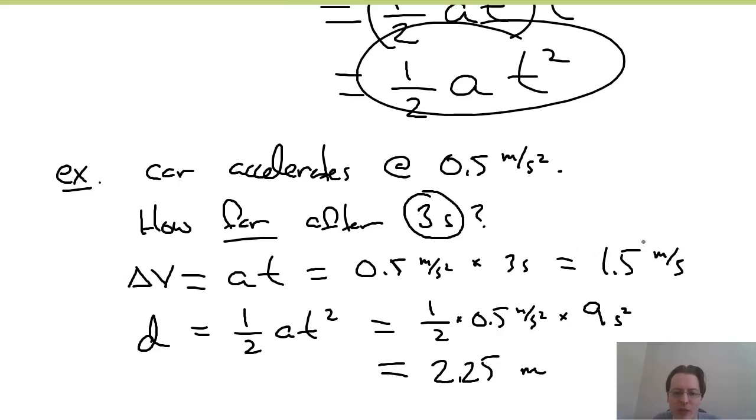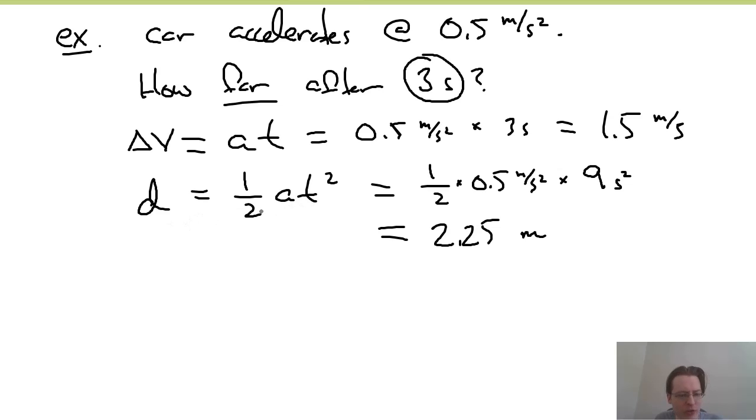Notice I don't take the speed at the end, 1.5, and multiply it by 3. That'd be 4.5 meters. In fact, it only goes half that far. So you can use this equation to get the distance traveled, or if all you remember is the mnemonic that it's velocity times time to get the distance, that can work too, but you have to take the average velocity.